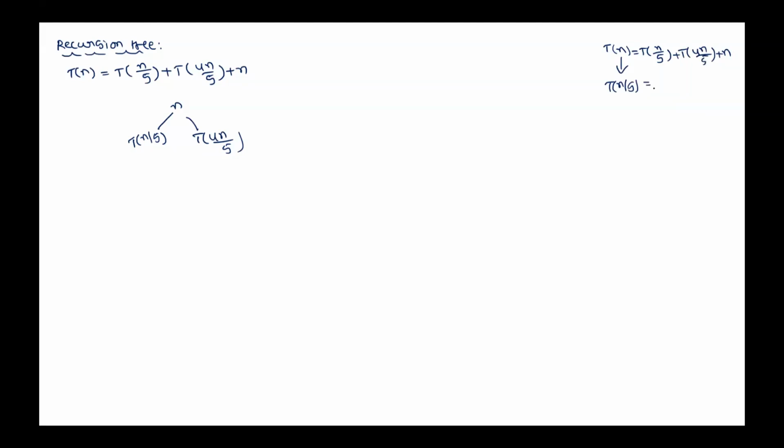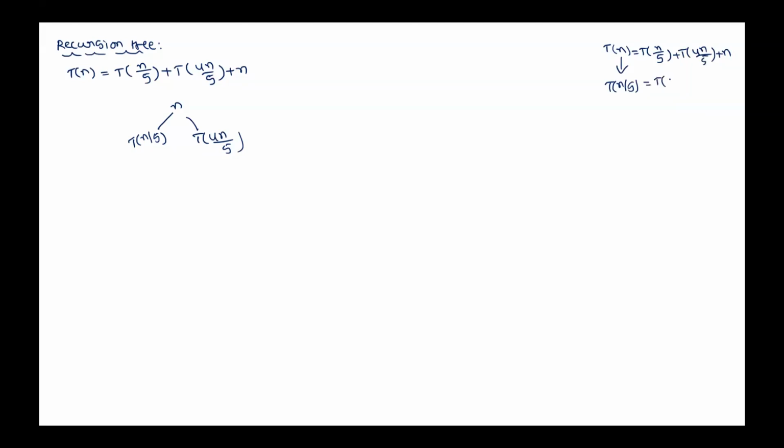What is the recurrence relation given? T of n is T of n by 5 plus T of 4n by 5 plus n. Is that okay? So this can be written as n here. One side T of n by 5, the other side T of 4n by 5. Is it okay? Now what is T of n by 5? Wherever n is there, n by 5.